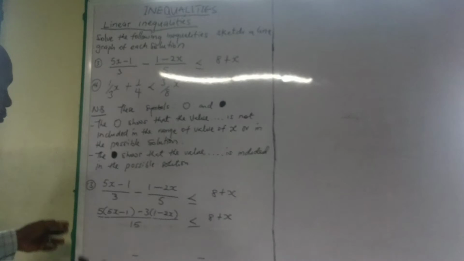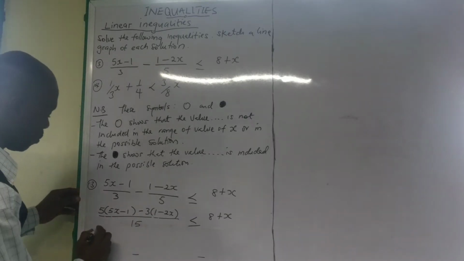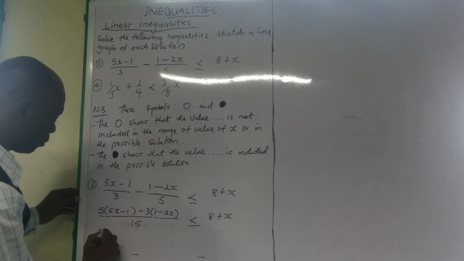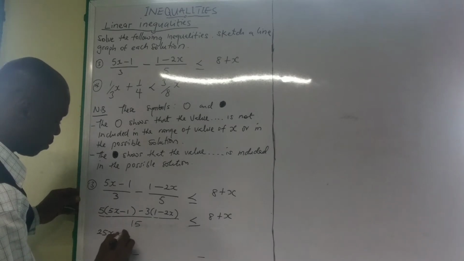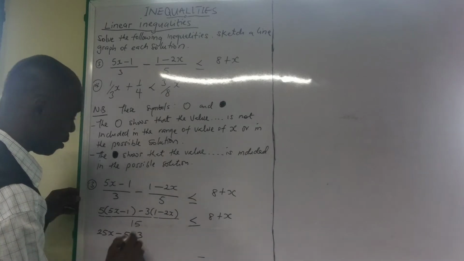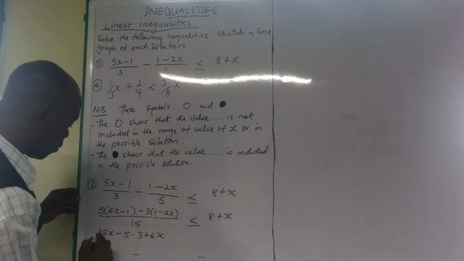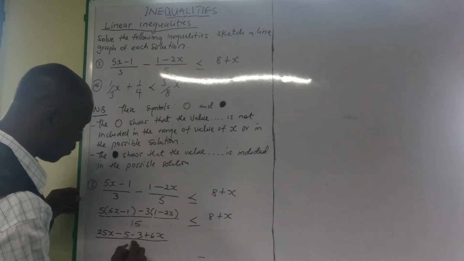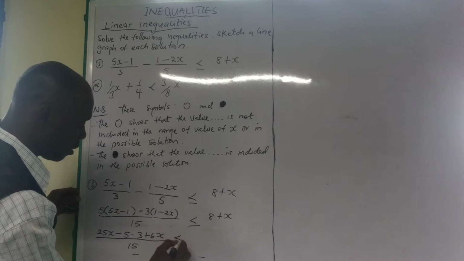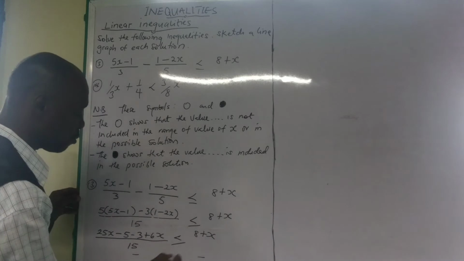Now let's multiply what is inside here. It will become 25x minus 5. Then this one minus 3. Then minus times minus is going to give us plus 6x, all over 15, less than or equal to 8 plus x. So let's put this one as 8 plus x all over 1.